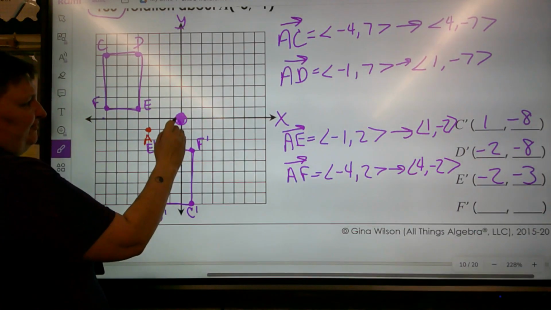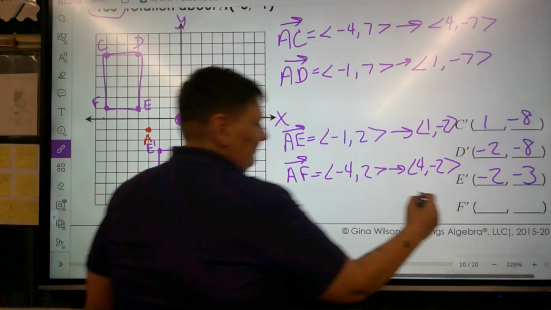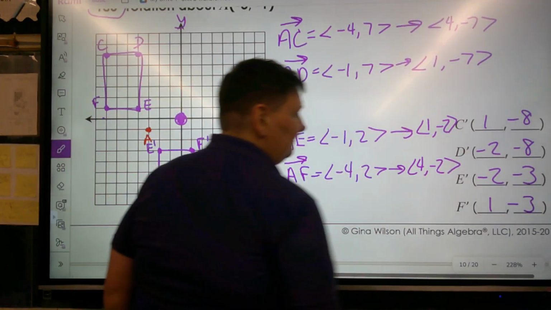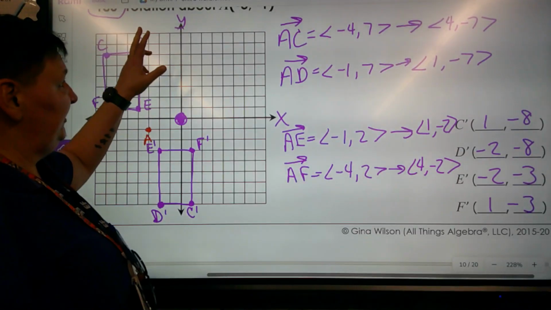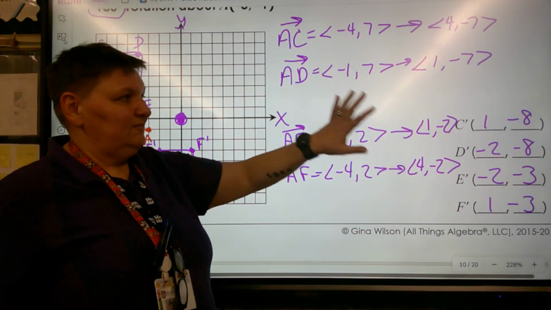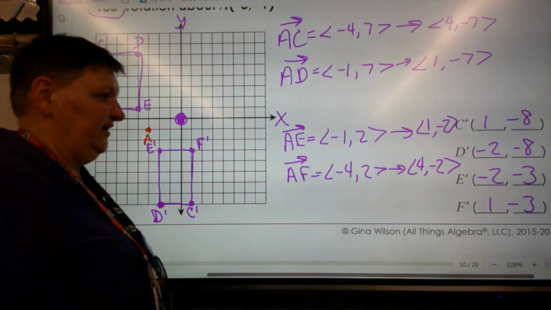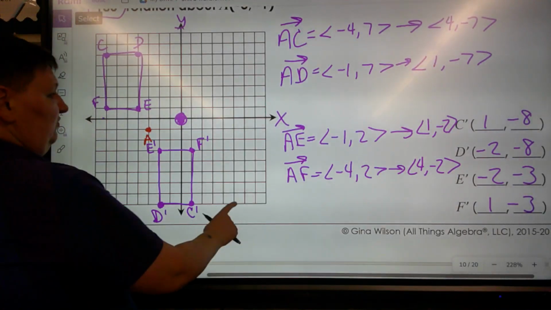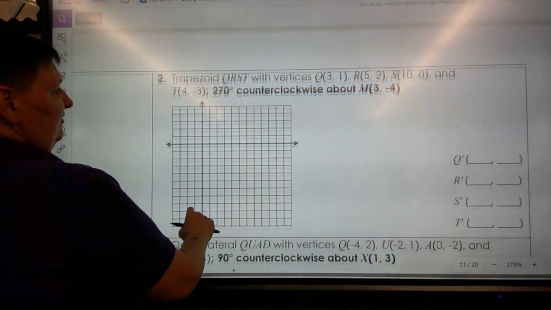And to get to F, we had to go 1 right, 3 down. Right? Coordinates to vectors, back to coordinates. Alright? That's the goal. One more. We'll do one more together. We're going to make a trapezoid.